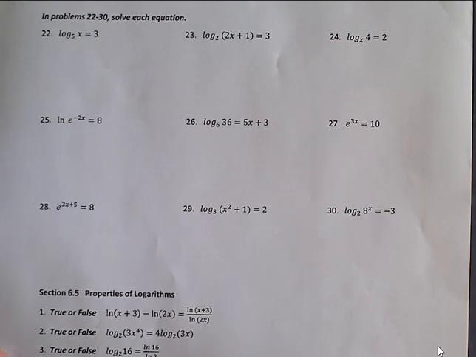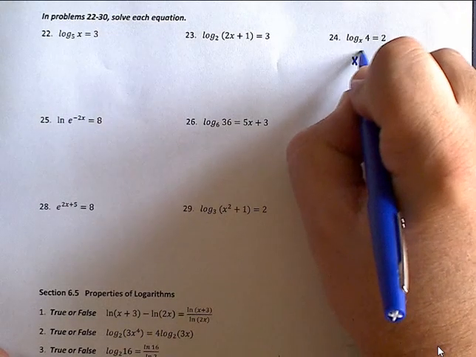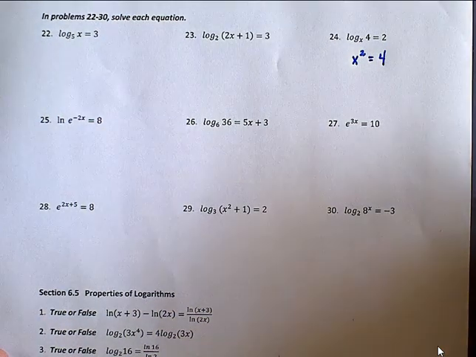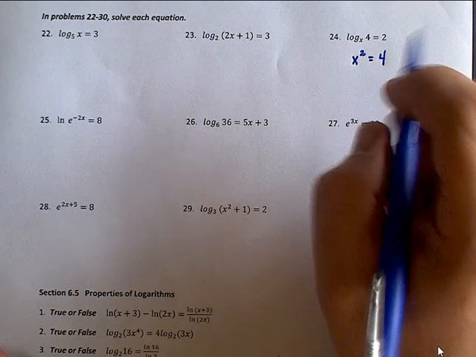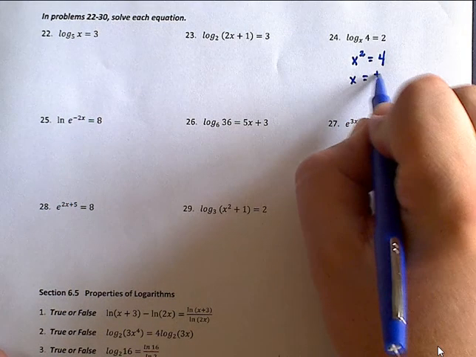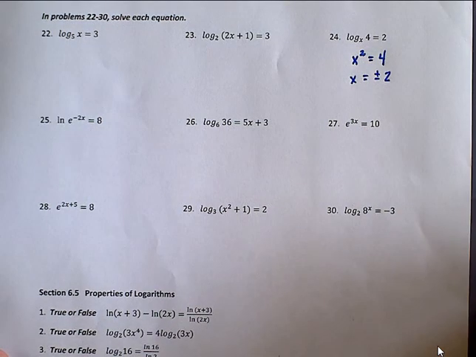If I have log base x of 4 equals 2, that means in exponential form, x squared equals 4. So that's going to be true if you square root both sides, x equals plus or minus 2.